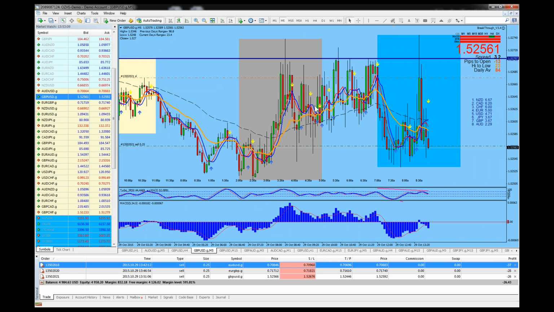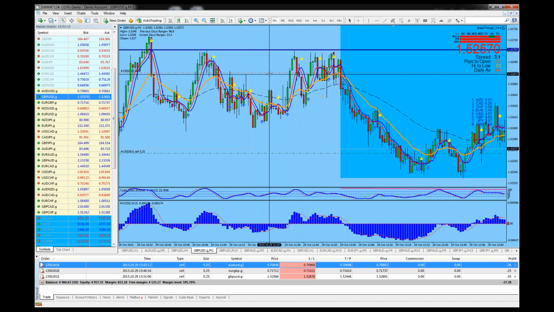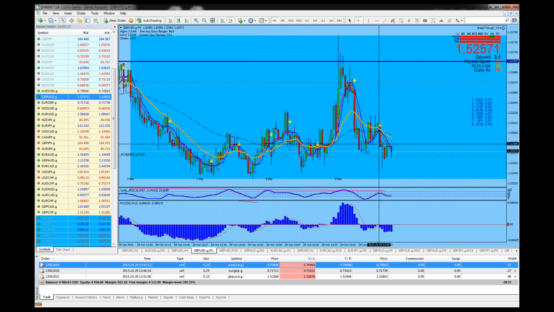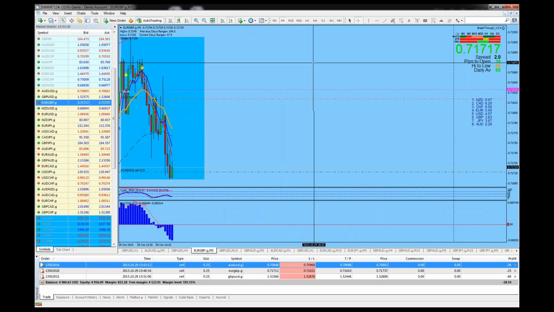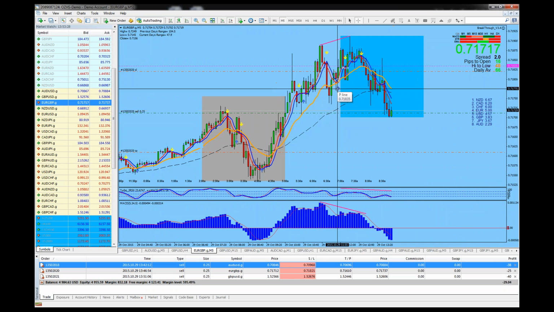Pound dollar, we took this one also. I believe this was a 1 minute trade also. Oh, it's the same trade we just looked at. I wanted to go to euro pound. All right. And euro pound was a 5 minute trade, I believe. Yeah, I think it was, yeah.